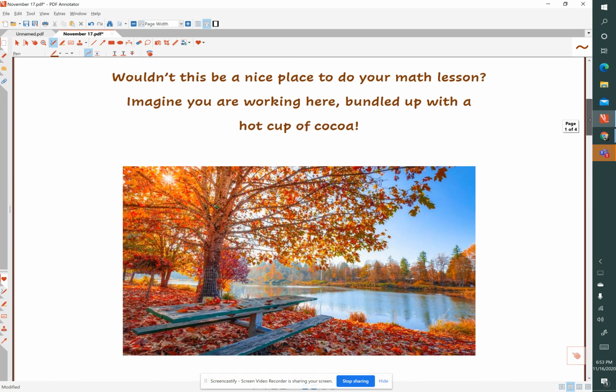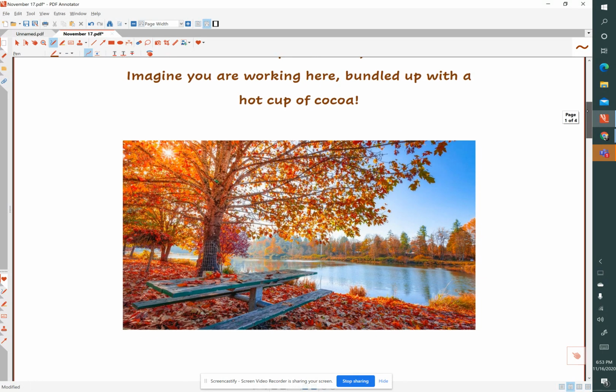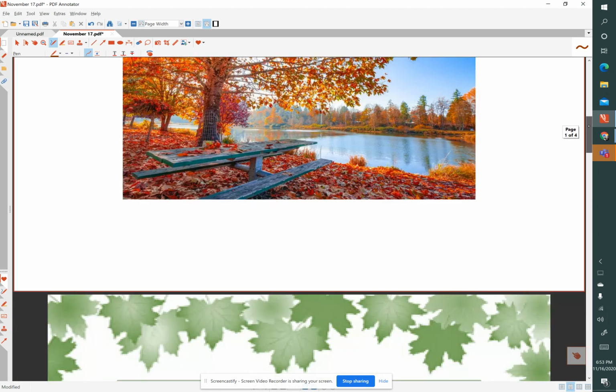I thought you would enjoy this. Wouldn't this be a nice place to do your math lesson? Imagine you are working here bundled up with a hot cup of cocoa. I love that. I wonder where that is. That could be somewhere in Connecticut. There are some beautiful places in Connecticut.